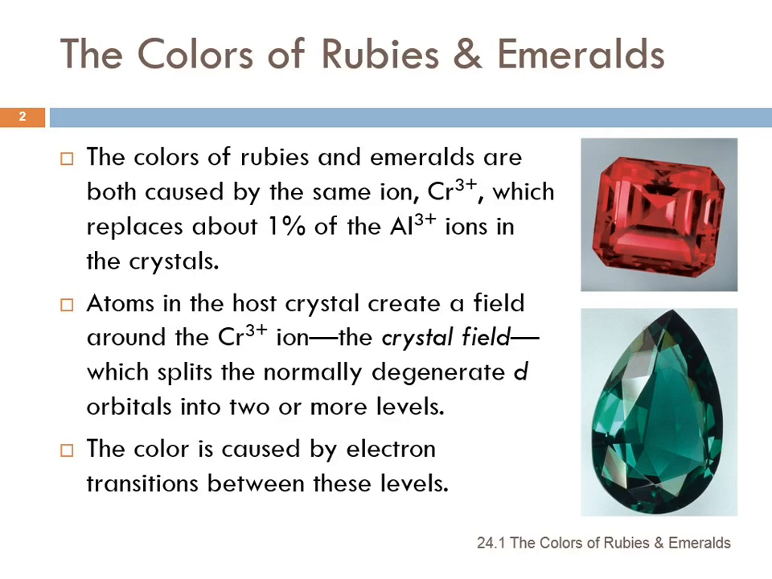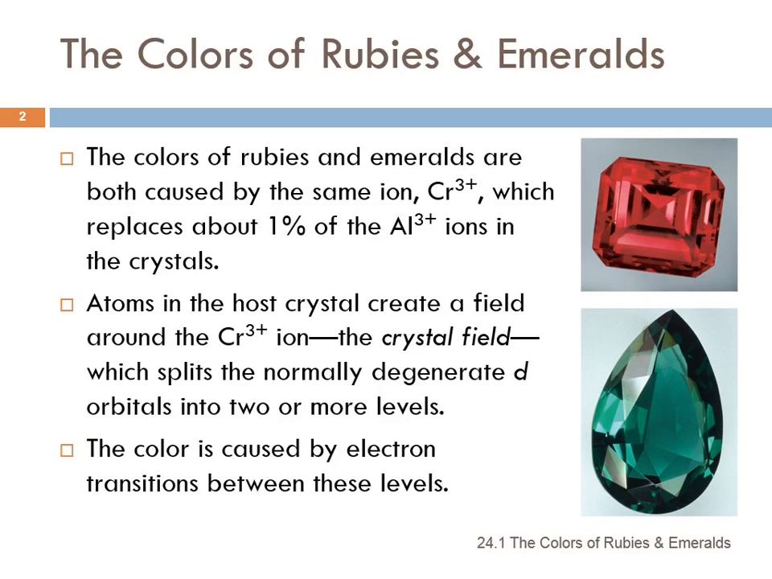So normally d orbitals are degenerate. Do you remember how many d orbitals there are in each level? There's 10 d electrons and 5 d orbitals. They each hold 2. So 5 d orbitals, and they're equal in energy. But the crystal field causes them to split. And the color that we see in these gemstones is due to electron transitions between those levels.